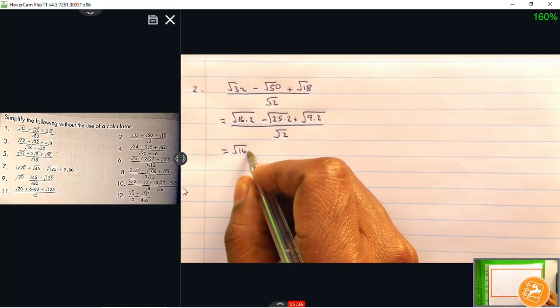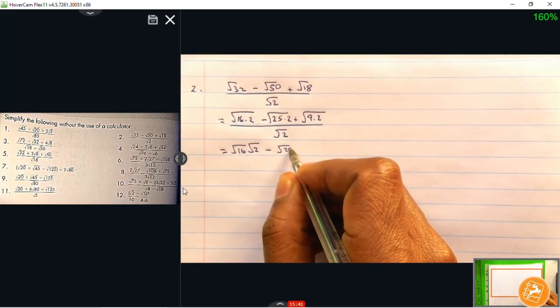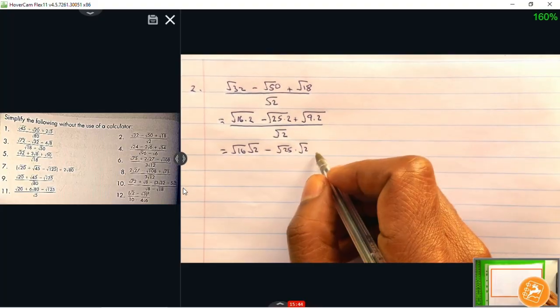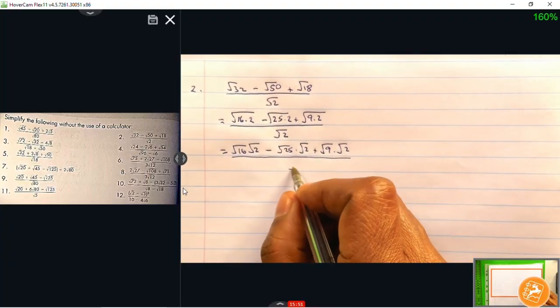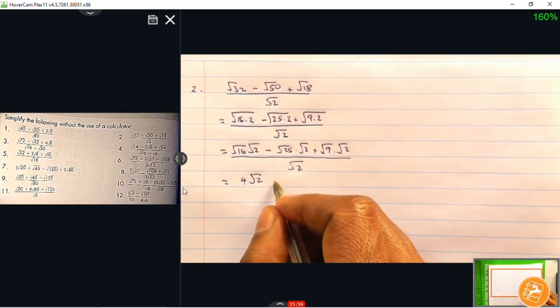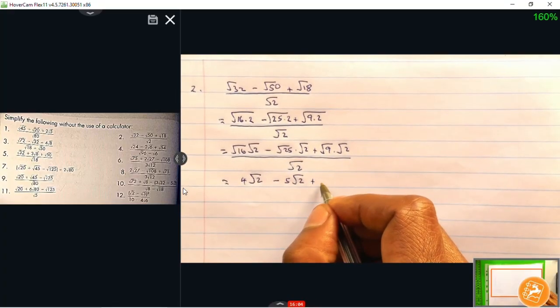Then what do we have now? We have root 16 times root 2. We have root 25 times root 2. Then we have root 9 times root 2. Everything over root 2. Okay. Then what are we going to have? This one is a 4 root 2. That one is a 5 root 2. This one is a 9, so it will be a 3 root 2. Then we have root 2 at the bottom.